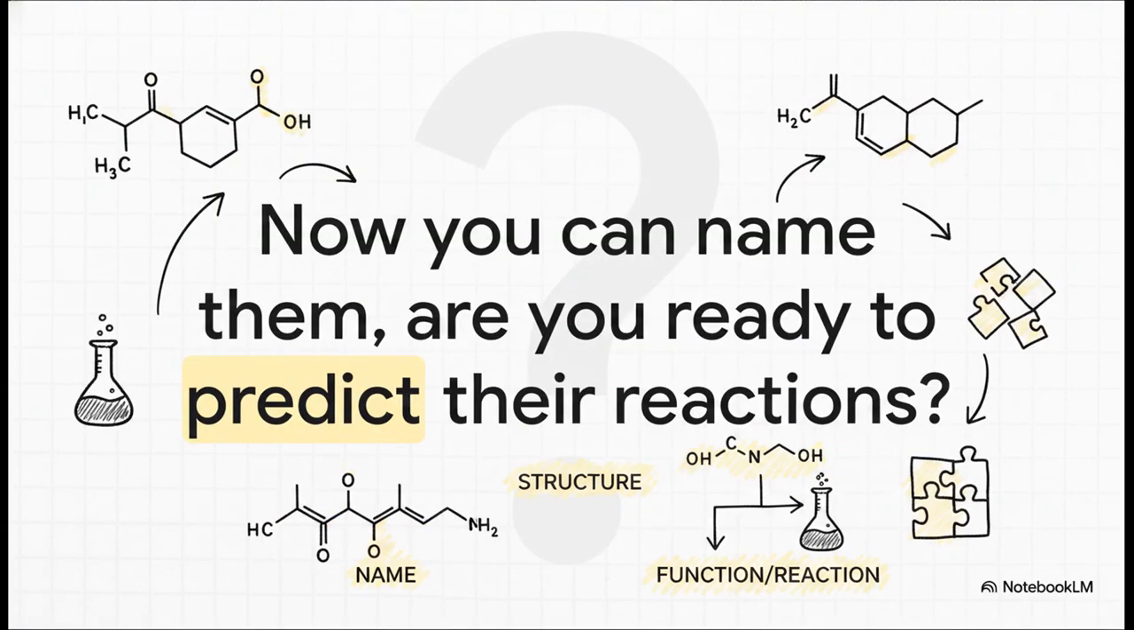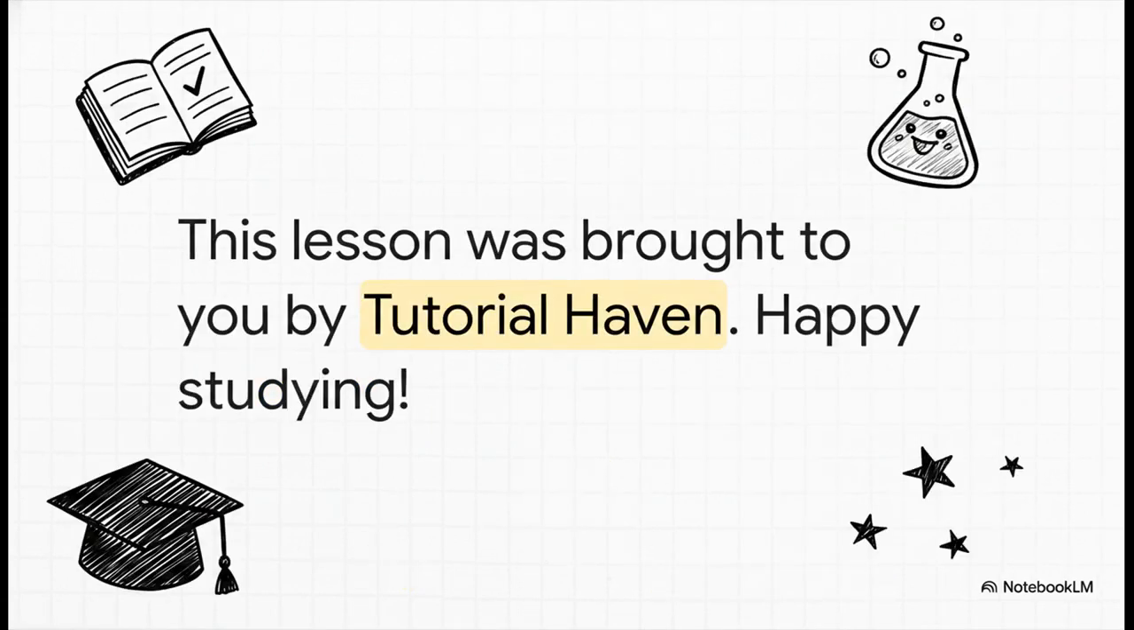And I want to leave you with this final thought. Naming these things isn't just about giving them a label. That name tells you everything you need to know about the molecule's structure. And if you know the structure, you can start to predict its function. So the real question is, now that you can identify that alcohol or that ketone from its name, are you ready to predict how it will behave in a chemical reaction? Because that's the next step on your chemistry journey.